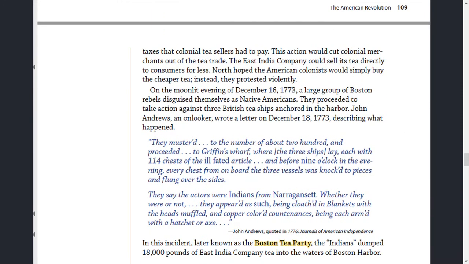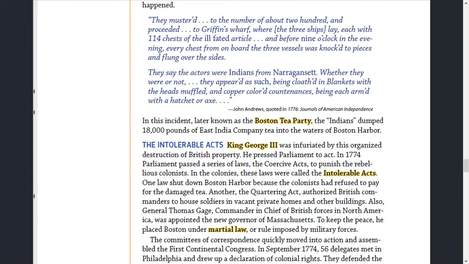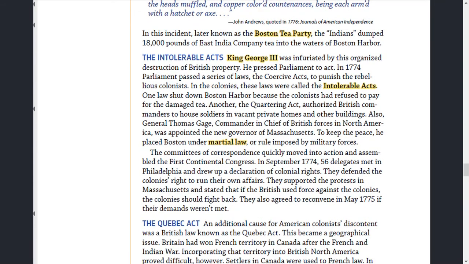And the Boston Tea Party was when a group of patriot rebels disguised themselves as Native Americans and threw tea into Boston Harbor. This crime, this rioting, this looting became known as the Boston Tea Party, and it led to another action and reaction by the king known as the Intolerable Acts. And the Intolerable Acts should be a section in your notes as well.